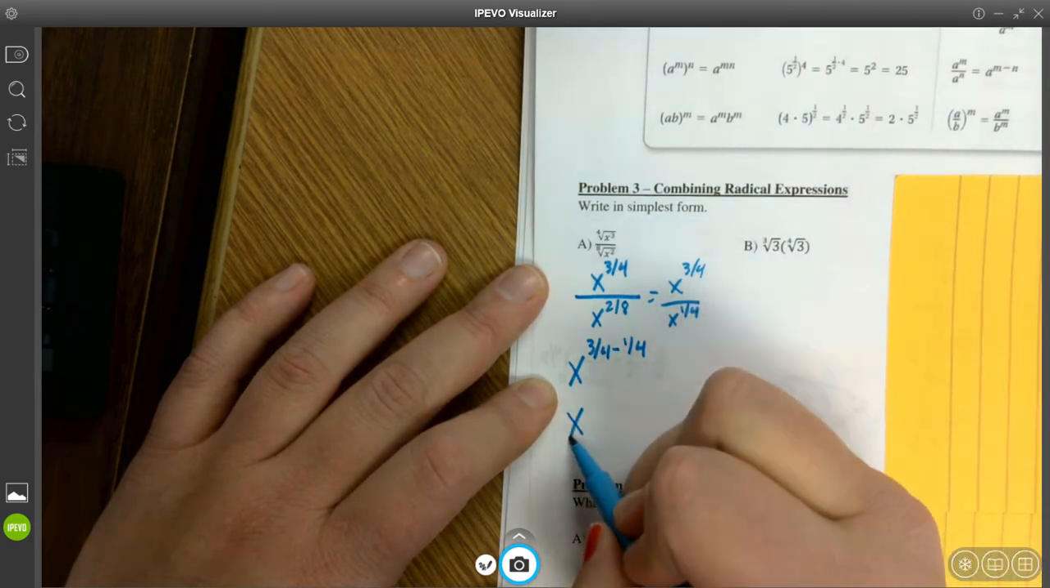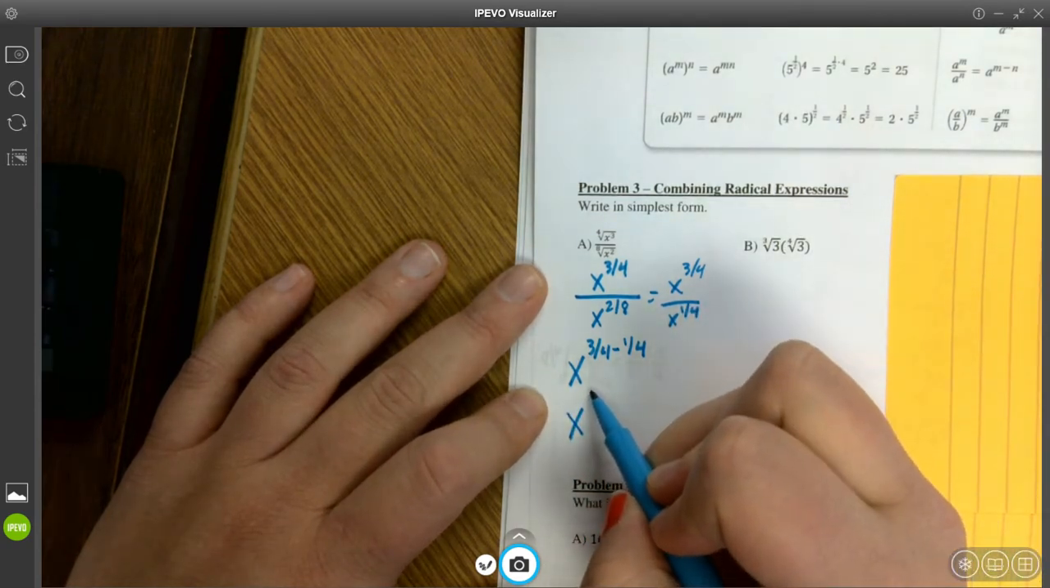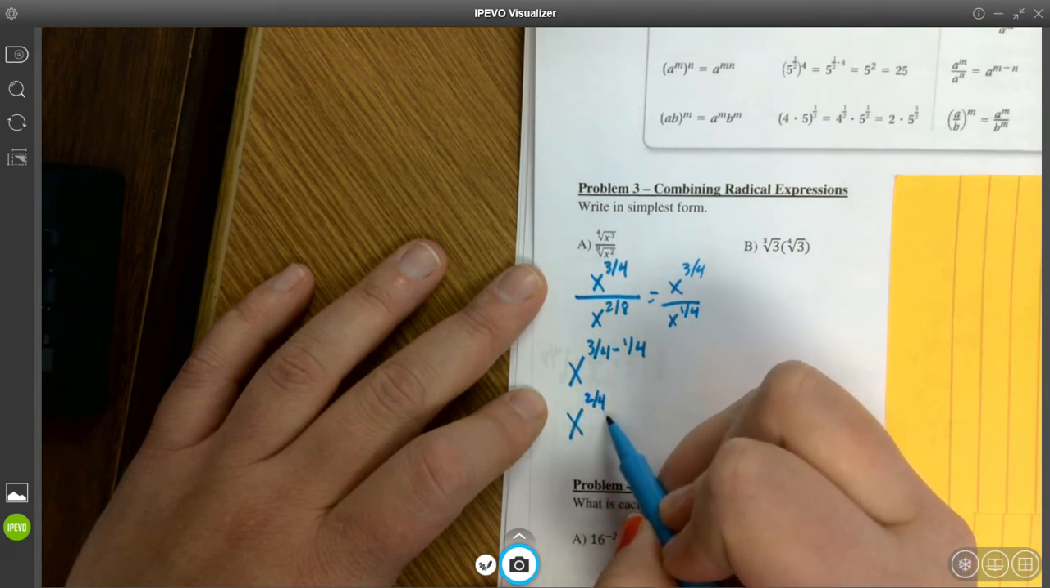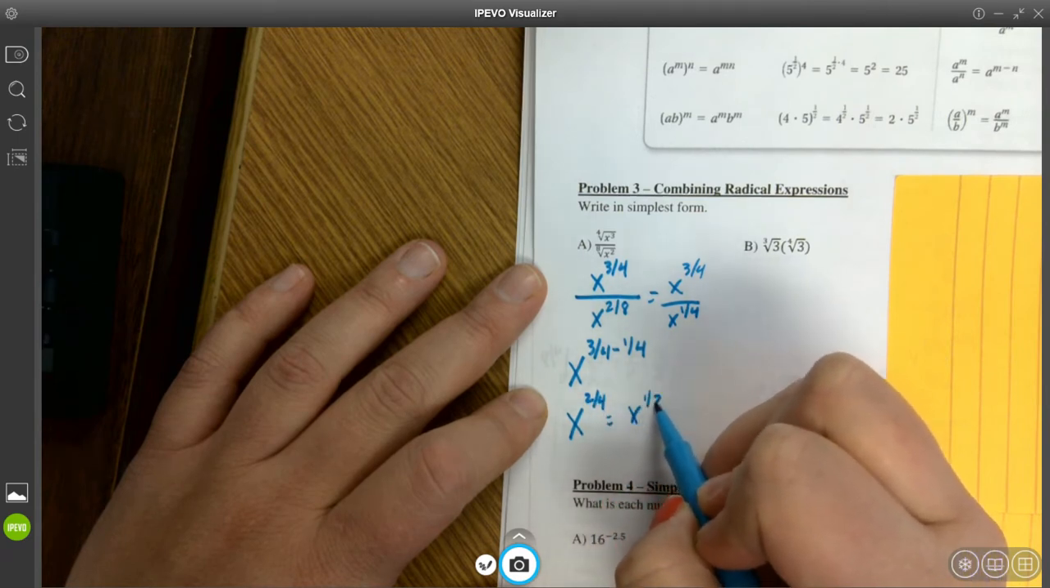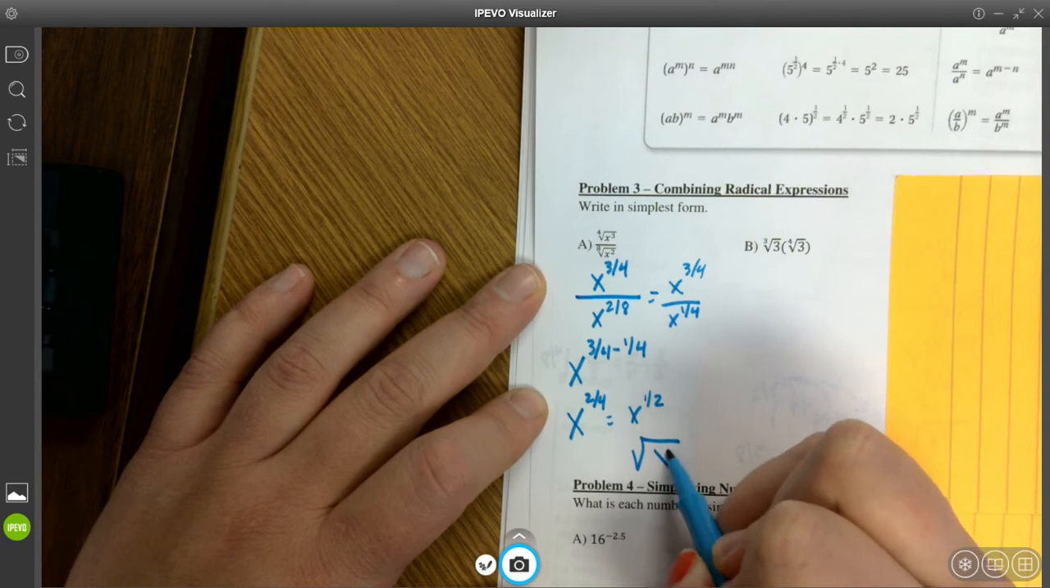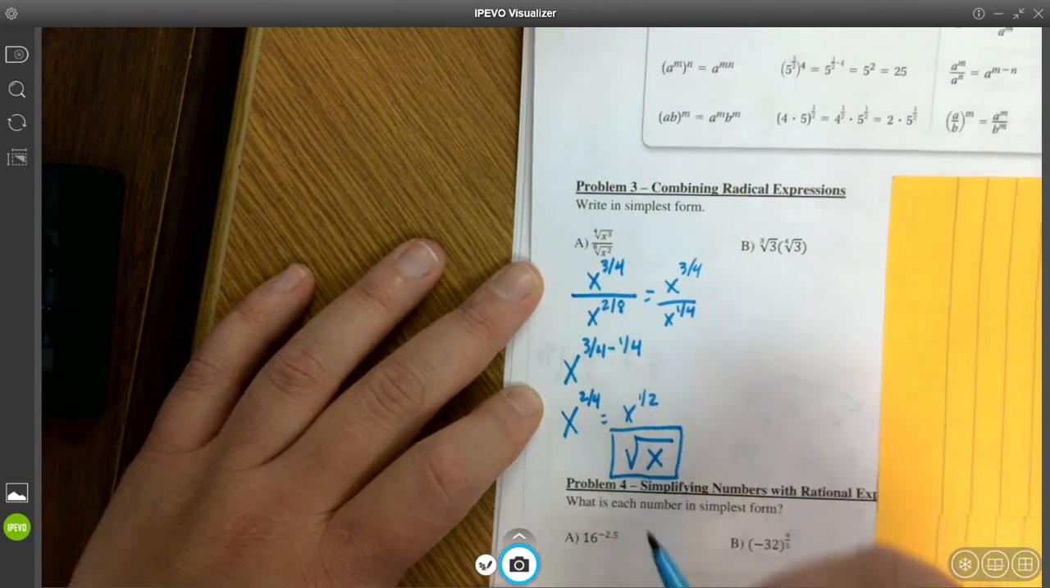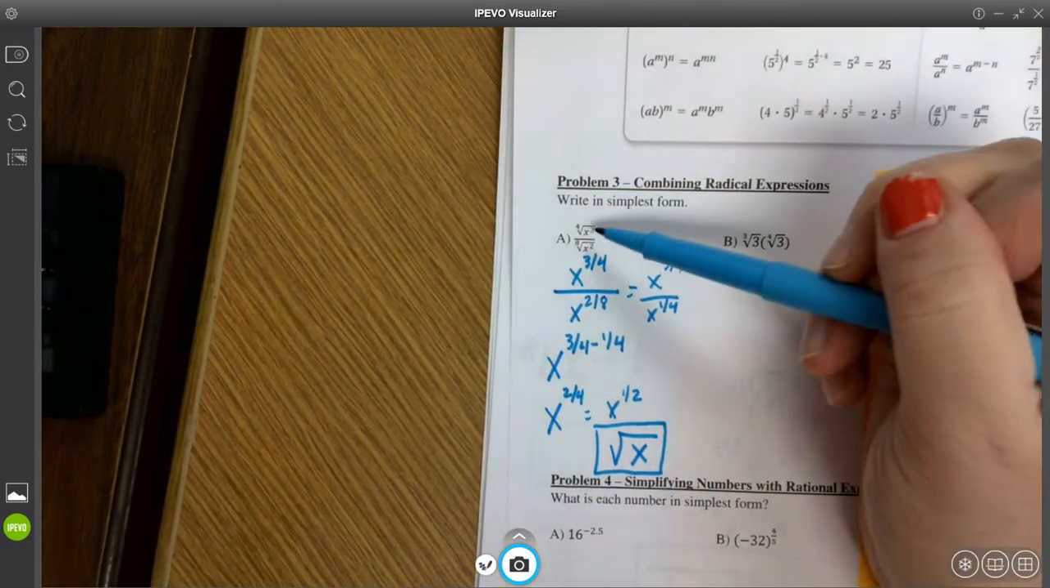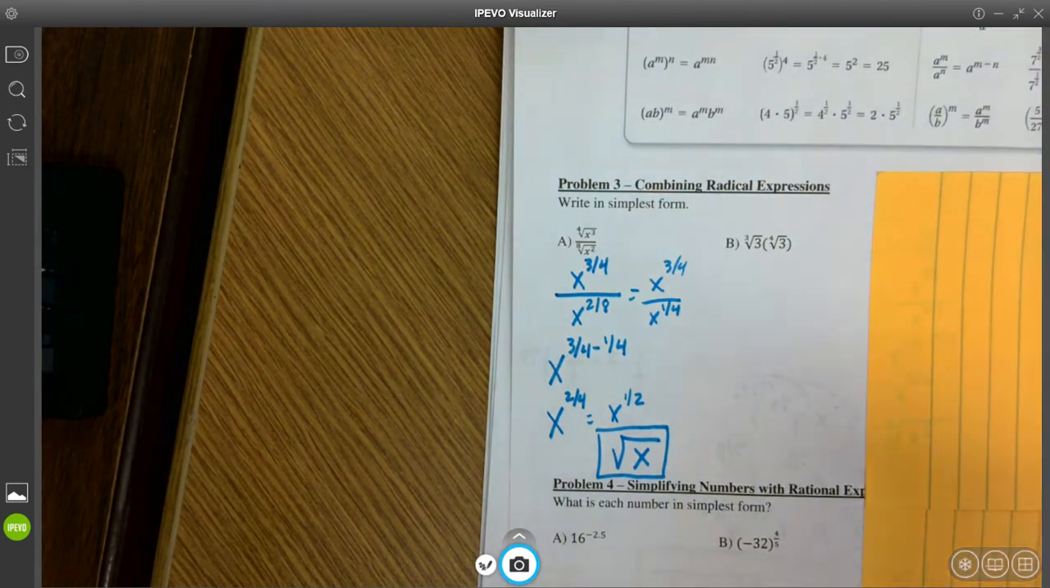So now this would be x to the 2/4, which is x to the 1/2, and you should actually write your answer as a radical. So my overall answer would be square root of x. This simplifies to square root x.